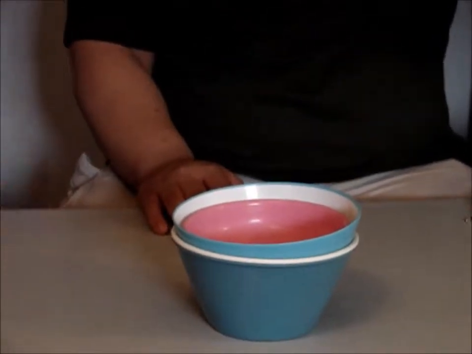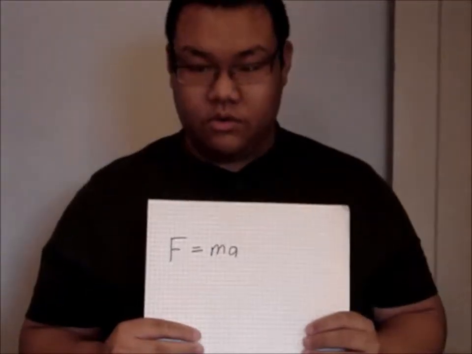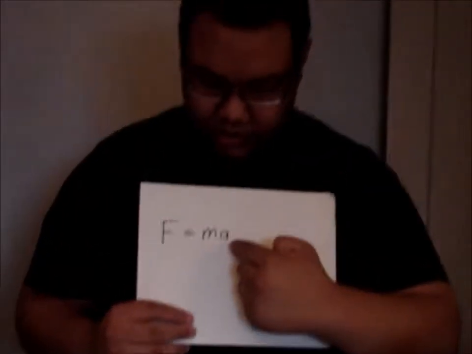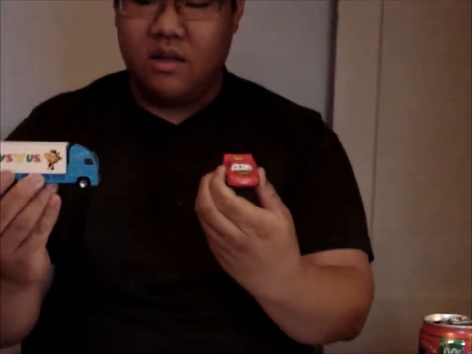Whoa. Science. Newton's second law states that force is equal to mass times acceleration. And since the Toys R Us truck has more mass than Lightning McQueen, the force exerted by the Toys R Us truck onto Lightning McQueen must be greater than the force exerted by Lightning McQueen onto the Toys R Us truck. Thusly, Lightning McQueen exerts much less force on the Toys R Us truck than the Toys R Us truck exerts on Lightning McQueen.